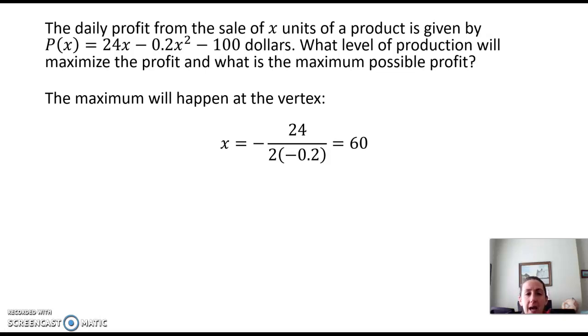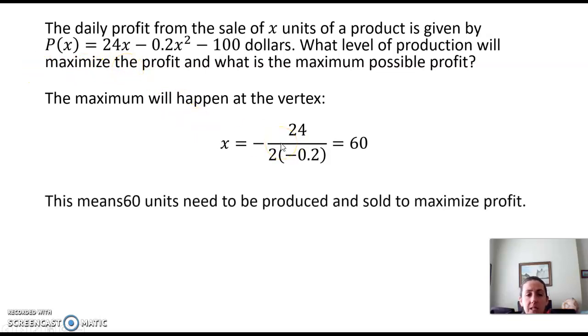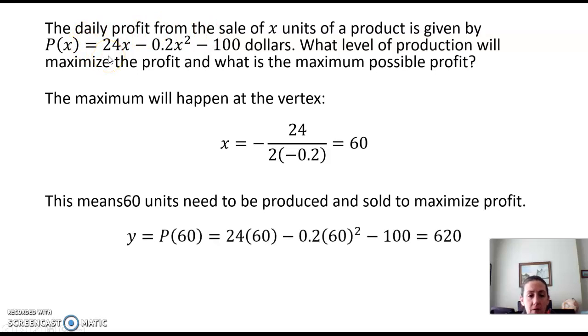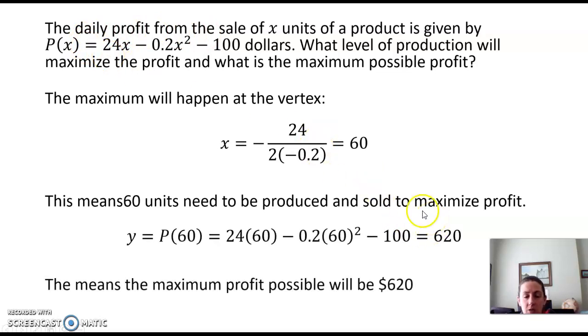So that x, notice that x is the number of units. So what level of production will maximize the profit? 60 units. So this means that 60 units will need to be produced and sold to get your maximum profit. What is that maximum profit going to be? To find out, well, we know it'll happen at 60 units. We can plug 60 into our profit function to see that the maximum profit is going to be $620.